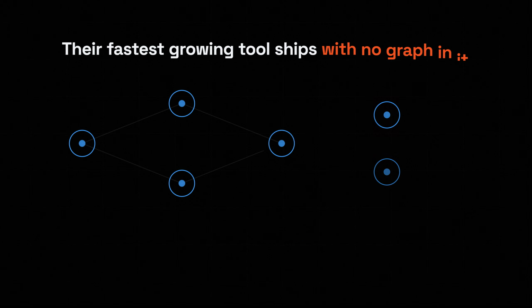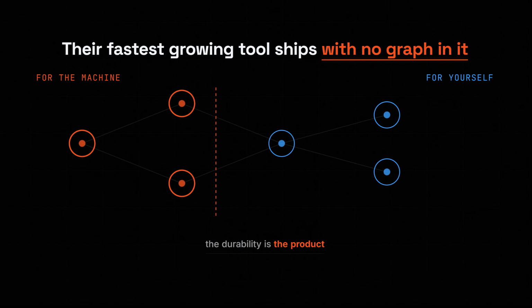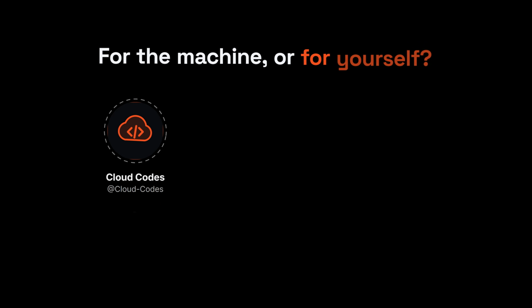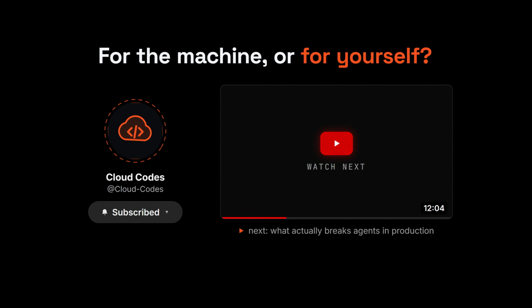So here is what I would ask before you write a single node. If the durability is the product, and their own fastest growing tool ships with no graph in it at all, how much of your architecture are you drawing for the machine, and how much of it are you drawing for yourself?